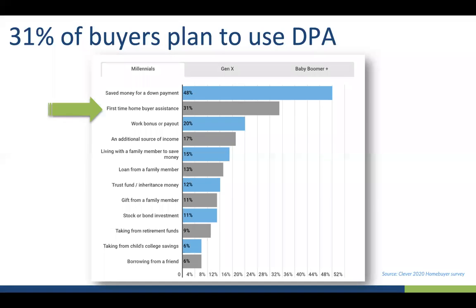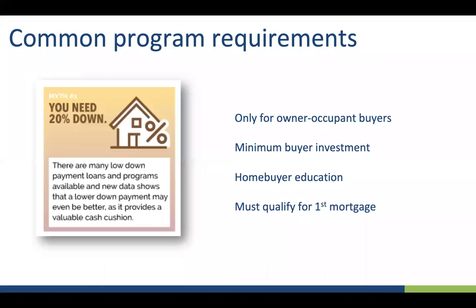We know student loans are an issue. We know down payment is an issue. We have a solution for that. So before we break down the three most common types of homebuyer assistance, let's look at some universal requirements, or some very common requirements across all homebuyer assistance programs.